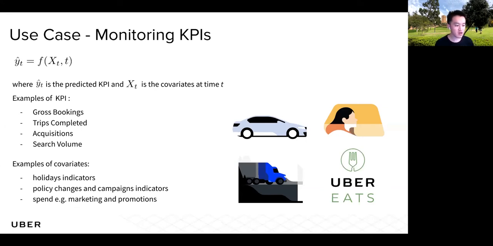And this type of problem is very open-ended. The methods could range from machine learning black box to traditional statistical methods. The idea is that we model the predicted KPI as a function of some future covariates and some temporal dynamics. Some examples of covariates are holiday indicators, policy changes, and campaign indicators. And there could be some continuous variables, such as the marketing spend and promotions spend. The performance of this prediction process is usually measured by accuracy. So that's pretty much for the first use case.